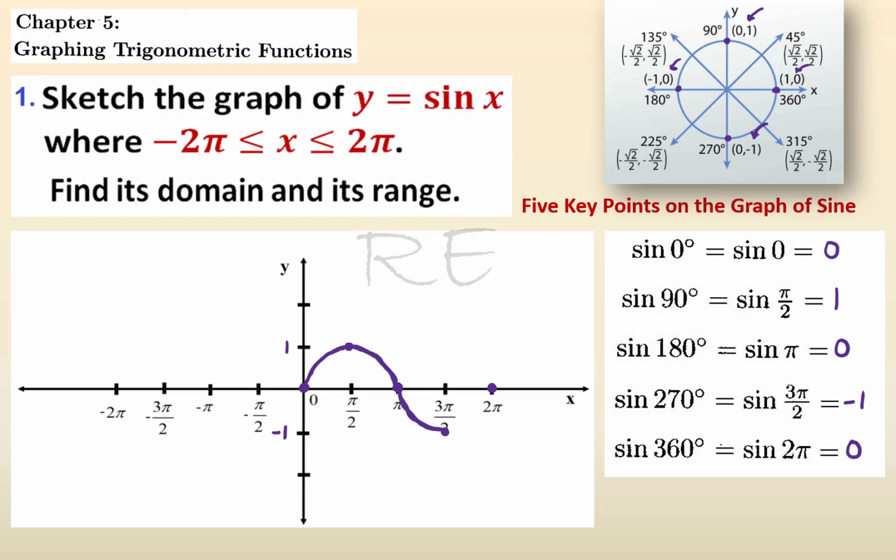Here we go. The sine curve has the shape of a snake, and we're also going to connect the points on the left side. Sine of negative pi over 2 is negative 1. Sine of negative pi is 0. Sine of negative 3 pi over 2 is 1. And sine of negative 2 pi is 0.